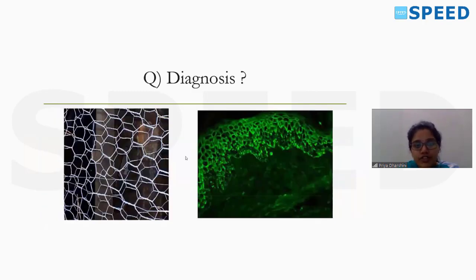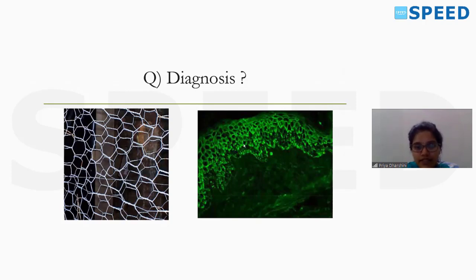Next is a direct immunofluorescence picture. What is given in this picture is a direct immunofluorescence finding, which is called by a specific name, a specific pattern of appearance. This is called chicken wire. Here what you can see is a chicken wire.